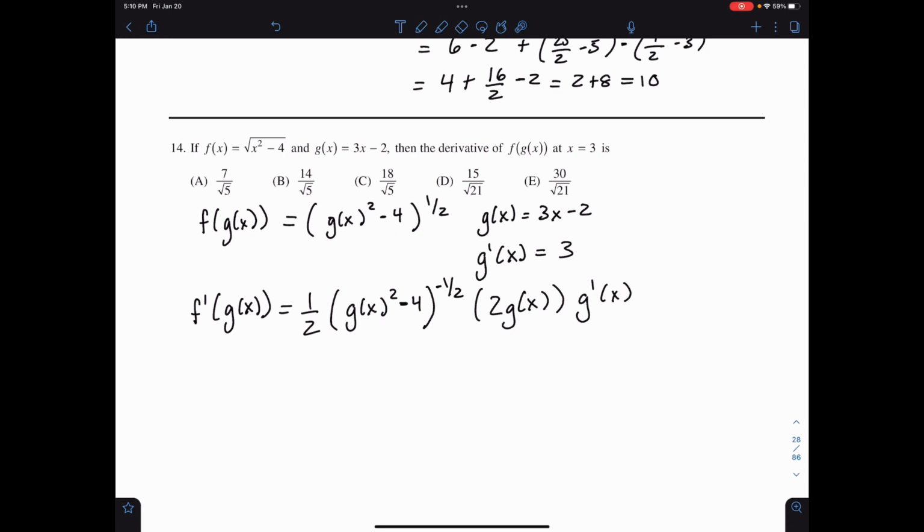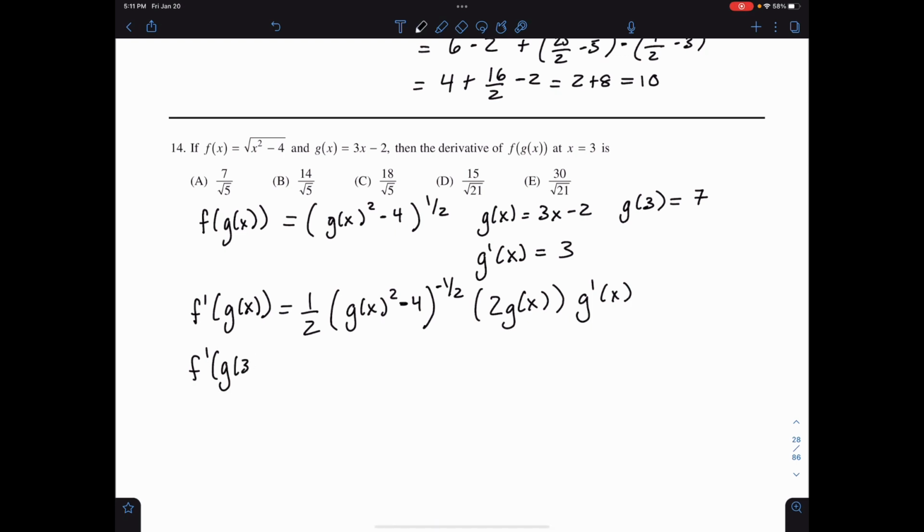All right. And now that I have this, I'm actually just going to stop here because this represents the derivative of f of g of x. And I'm being asked to evaluate it at x equals 3. So I'm going to solve this for x equals 3. So the first thing I need to do is find g of x when x is 3, so that's g of 3. So g of 3, bouncing up here again, is equal to 3 times 3 minus 2, which is 7.